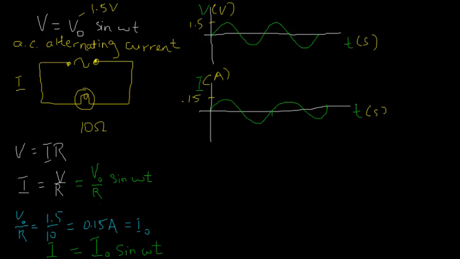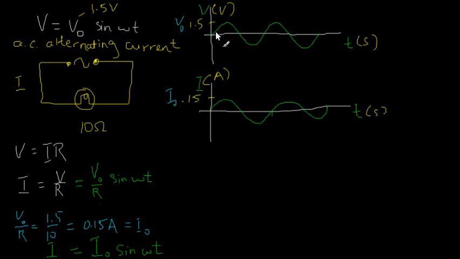Okay, and this is V naught, and this is I naught. Now the graph here is a sine curve, and it looks just like what we have seen. It looks just like the kind of graphs we have seen for the displacement-time graph in simple harmonic motion, and even for waves.